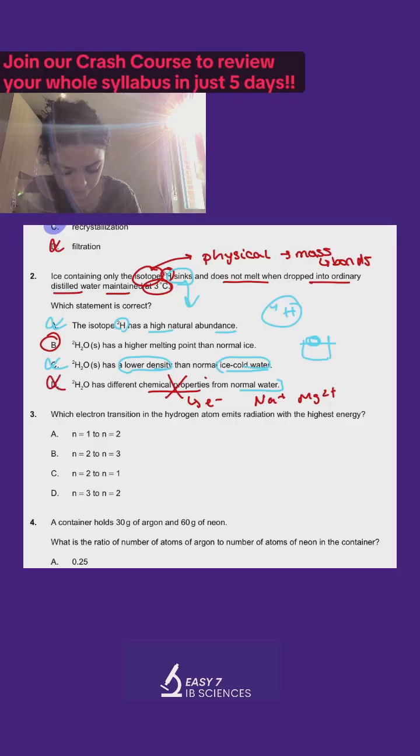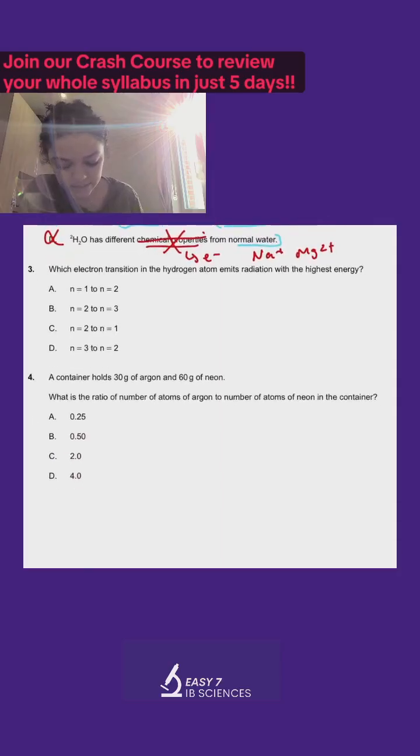So that's why we can already cancel this one out, because we know they're trying to trick us. That's why my answer is B. Next, it says which electron transition in the hydrogen atom emits radiation with the highest energy.